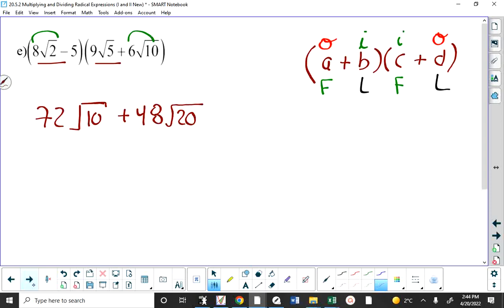My inner, now I'm looking at multiplying these two. There's no radical in 5. So what do I do? Well, I multiply coefficients with coefficients. Negative 5 times 9 is negative 45, and we're multiplying it by root 5. Just because there's no radical in one of the terms doesn't mean you can't still multiply the coefficients. And then my last, we're going to multiply these two. Negative 5 times 6 root 10 is negative 30 root 10.